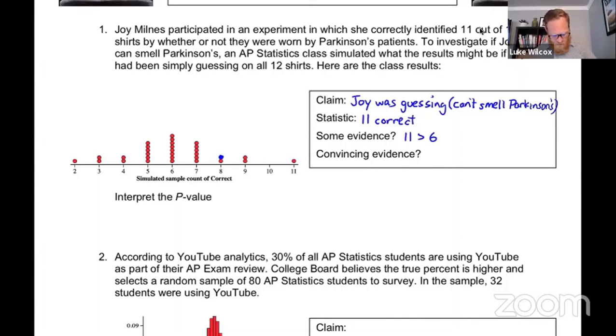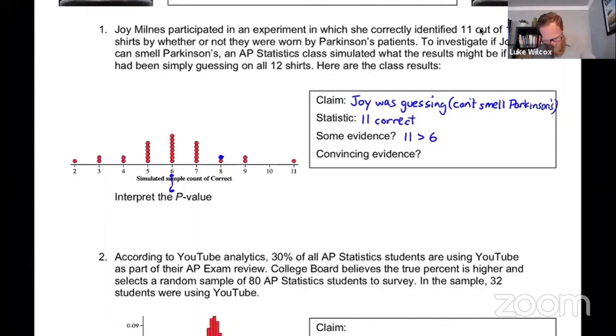And right away, you'll notice that at the very center of the distribution is 6, which is what we would expect if somebody was just simply guessing, that they would get about half right. Now we know, because of sampling variability, that it might be a little bit higher than 6, it might be a little bit lower than 6, which we see in the dot plot here. So the next question then is, how likely is it that we would get Joy's result?